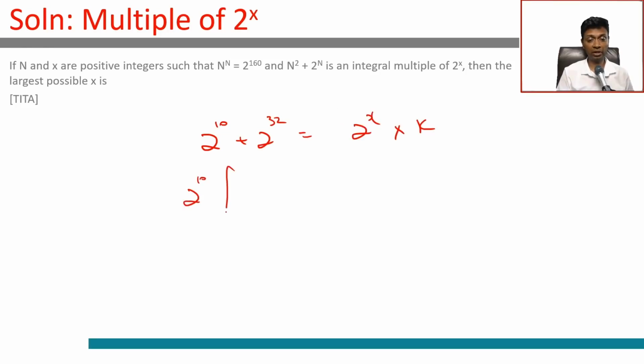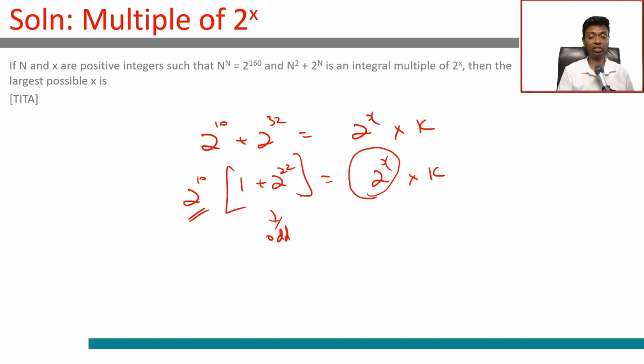This is 2 power 10 into 1 plus 2 power 22 equals 2 power x into k. This is an odd number. So our number is 2 power 10 into an odd number, or the largest power of 2 that can sit here is 2 power 10, or largest possible x, x max is equal to 10.